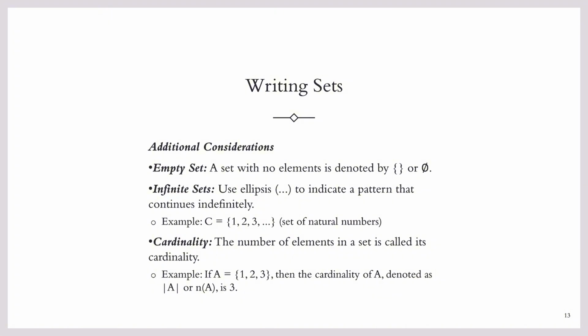And lastly, we have cardinality. Cardinality is the number of elements in a set. Basically, if we take an example of set A such that A contains 1, 2, and 3, that are three different elements, then the cardinality of A, denoted as bar A bar, or n of A, is 3.